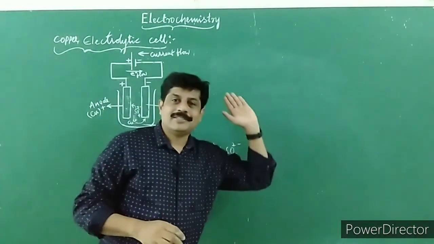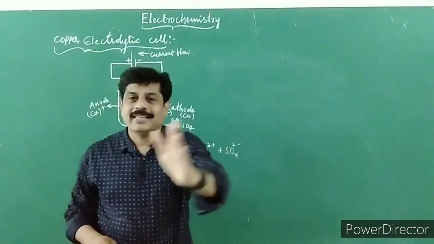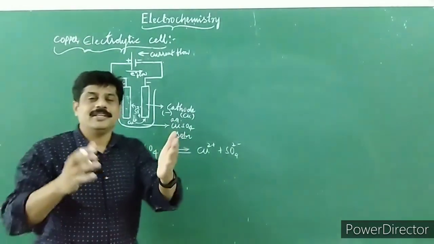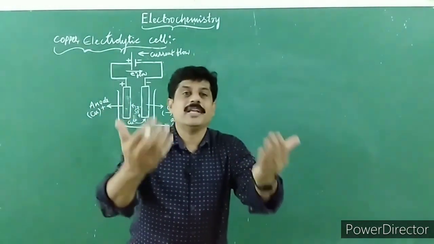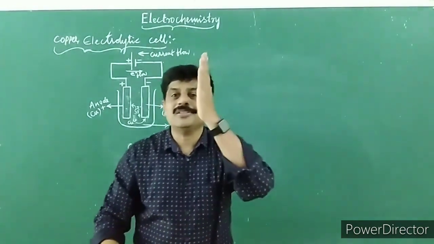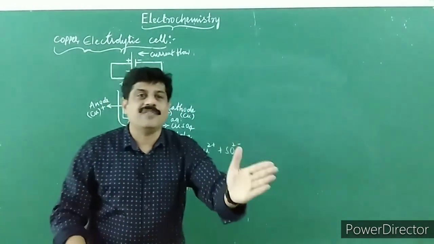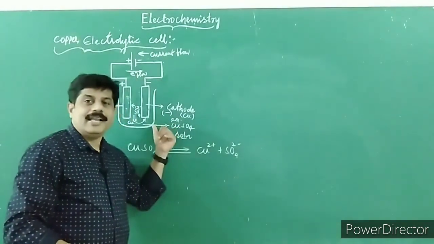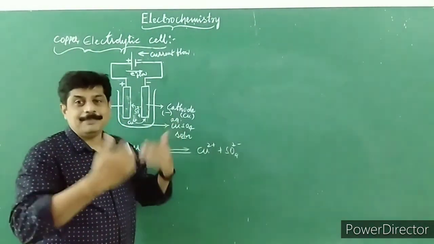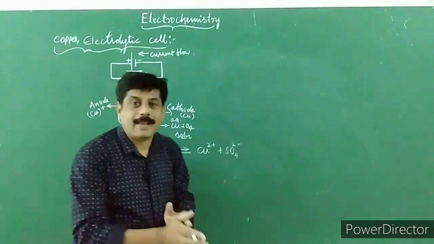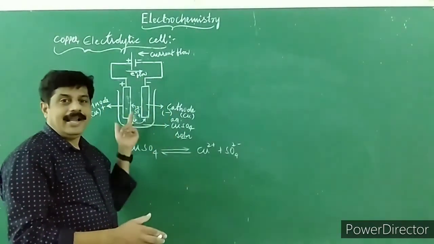Children, this movement of ions in the electrolytic solution is called electrolytic conduction or ionic conduction and constitutes the flow of current through the electrolytic solution. Children, let me write what exactly happens at cathode and anode.